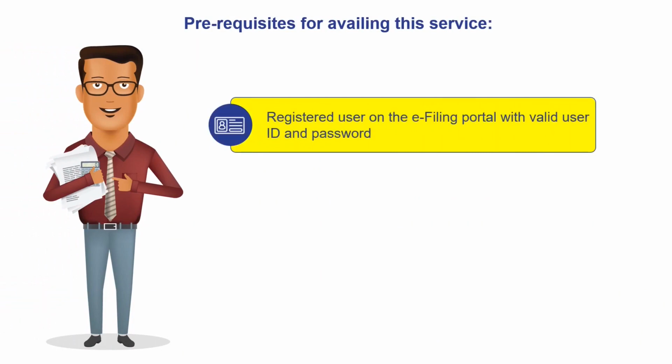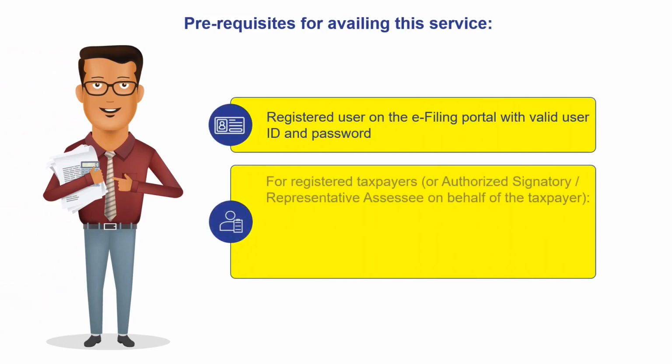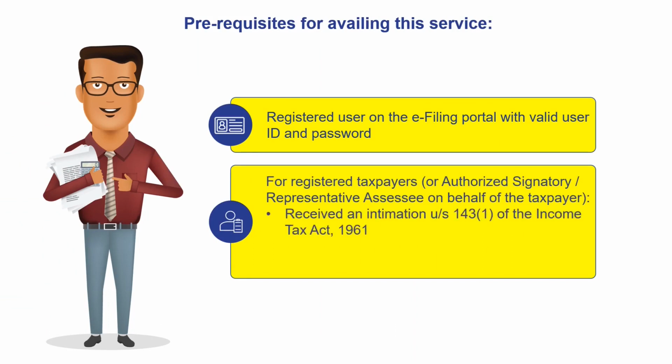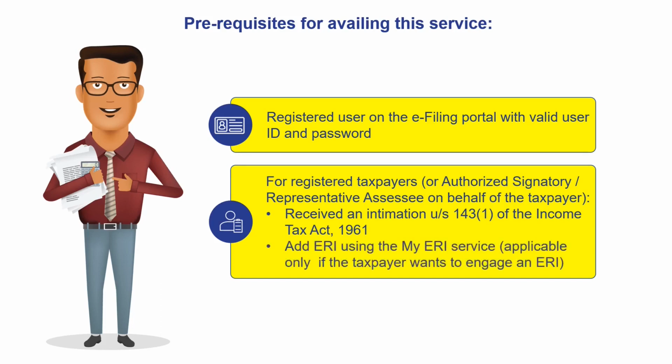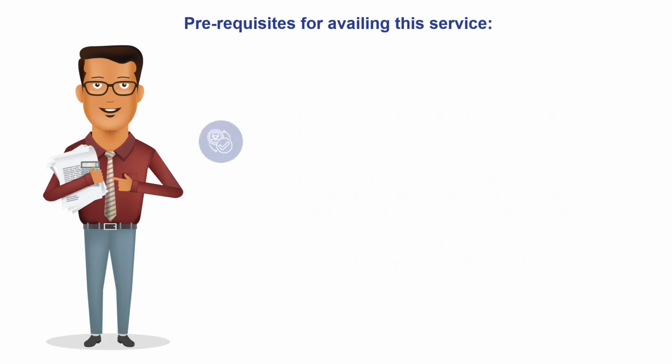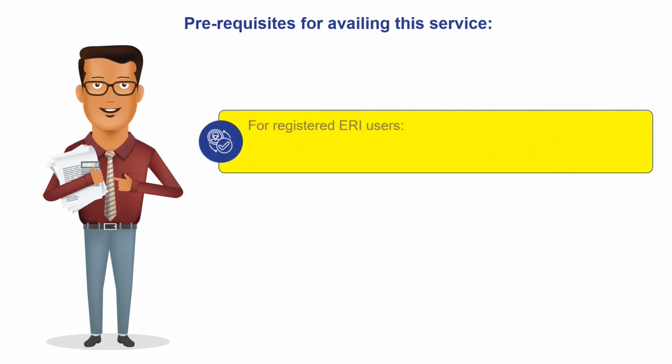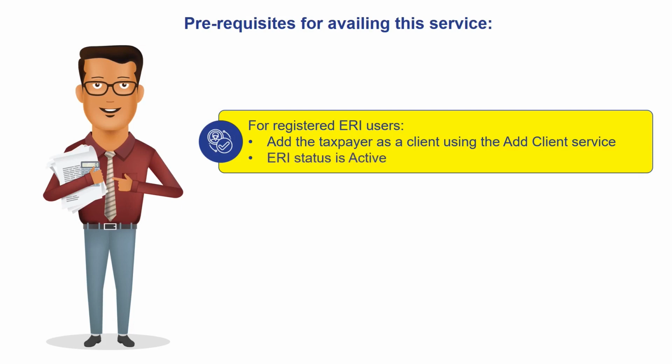The taxpayer should be a registered user on the e-filing portal with a valid user ID and a password. The taxpayer must have received an intimation under Section 143 subsection 1 of the Income Tax Act. If it wants to file rectification through an ERI, it must add the ERI using the My ERI service. If the rectification is required to be filed by the registered ERI user, then it has to add the taxpayer as a client using the Add Client service, and it must ensure that the ERI status is active.